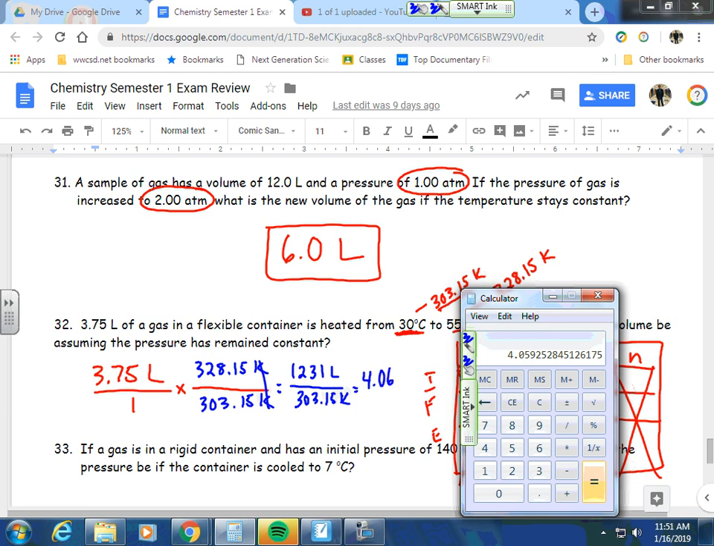So I want to check, does this make sense with what I had? We predicted the volume would go up. The temperature went up a little bit. The volume should go up a little bit. It did, so cool.